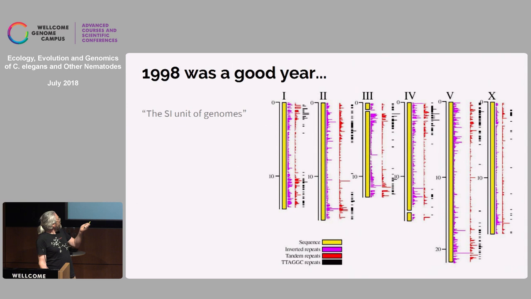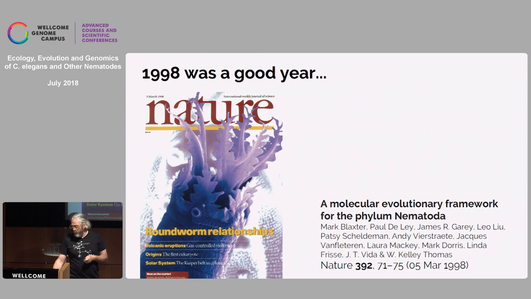How fixed is this pattern? How fixed is the pattern of 6 chromosomes? How fixed is the pattern of having arms and centers? The other thing that happened in 1998 was the paper we published on the molecular evolutionary framework for nematoda.